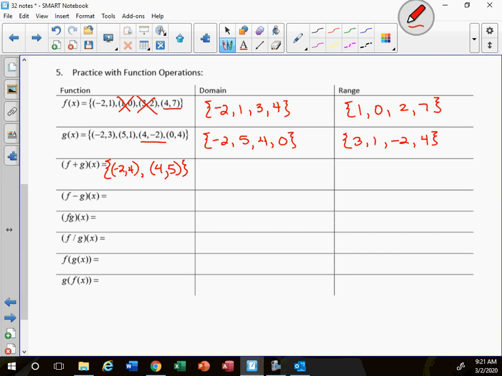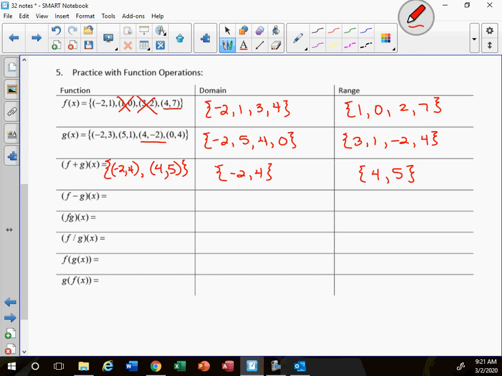All right, so what is the domain of my new function? -2, 4. And what is the range? 4 and 5. Okay. Hopefully it makes sense to you that the new domain here is -2 and 4 because those are the only two that actually matched from these two domains.